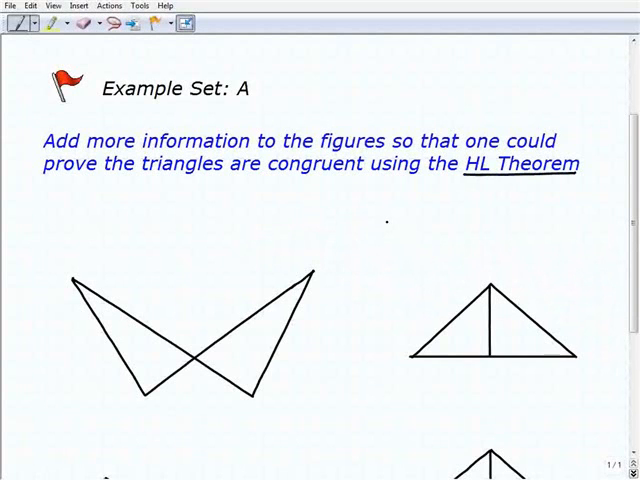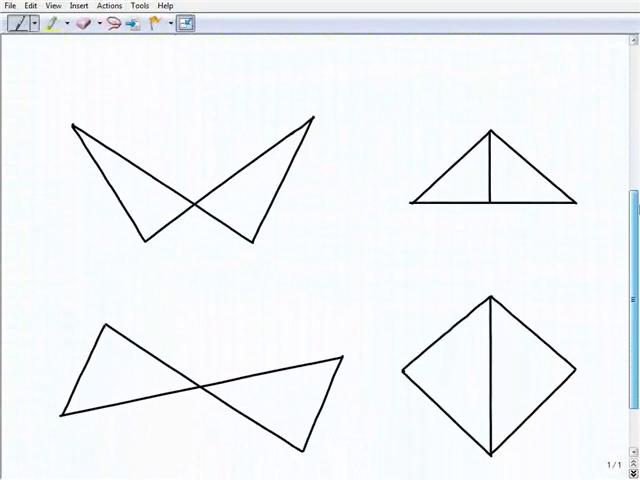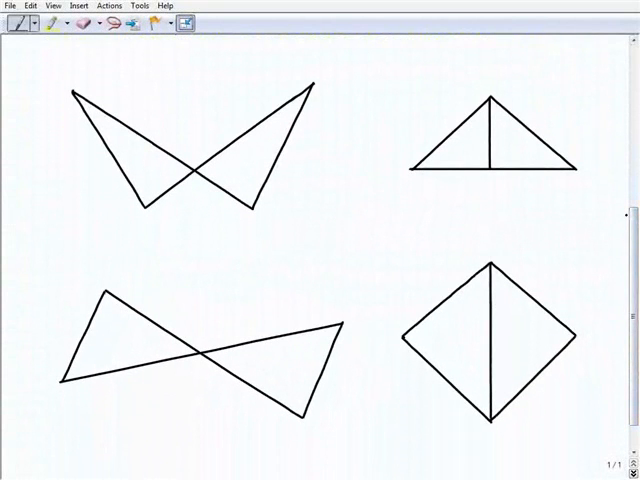Okay, so one thing we want to keep in mind, if you recall from the lesson, is the HL theorem deals with right triangles. So we have to be able to show with these triangles that they're right triangles. That's the first condition. And the second thing is we need to show congruency amongst the hypotenuse and at least one leg. So that's the objective here. This is going to be pretty fast, and hopefully you found it pretty easy.